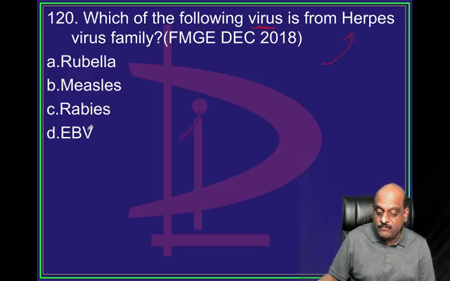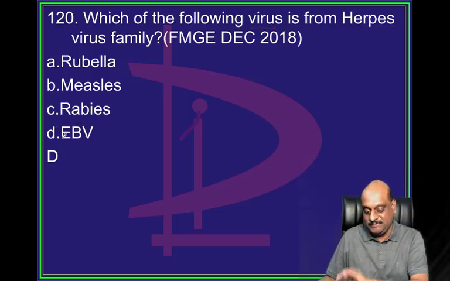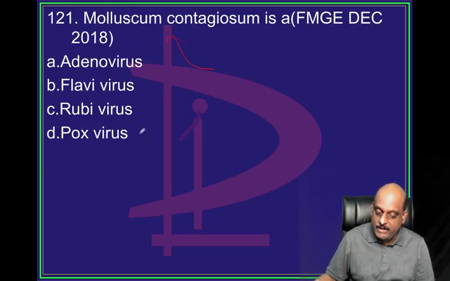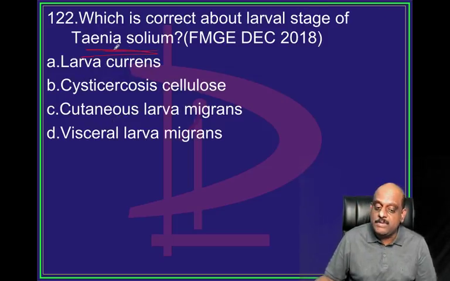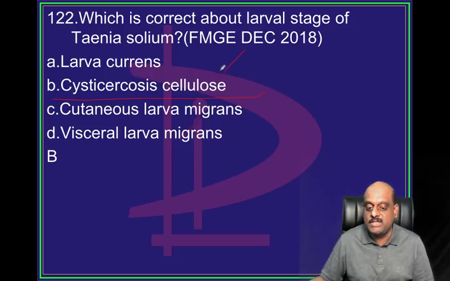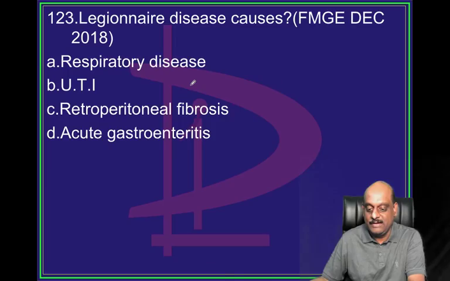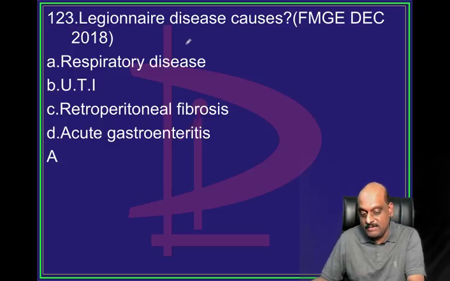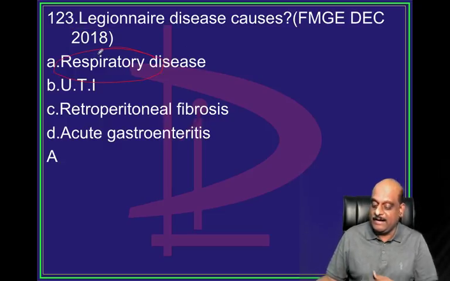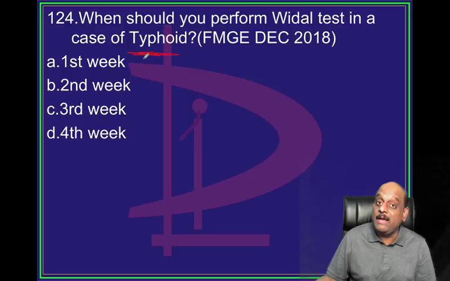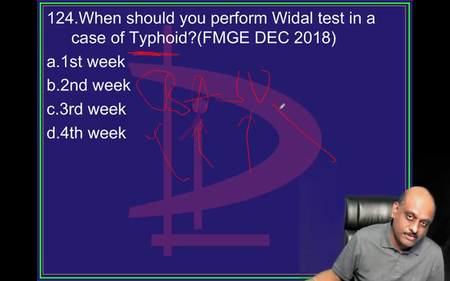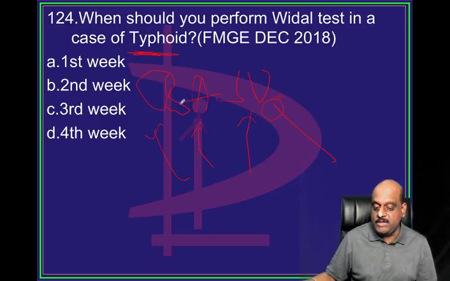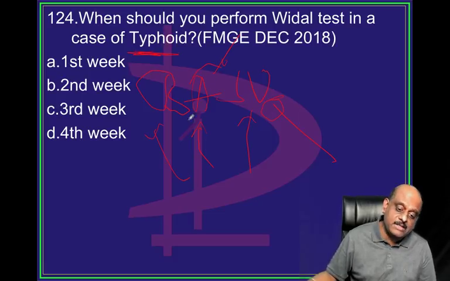Now, herpes virus family, Epstein-Barr virus. Molluscum contagiosum, pox virus. Taenia solium's larval stage is Cysticercus cellulosae. Legionnaires disease leads to respiratory disease. Typhoid, Vidal: first week blood culture, second week agglutination, third week stool culture, fourth week urine culture. Agglutination, Vidal, second week.